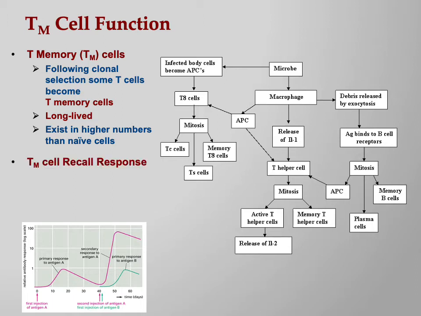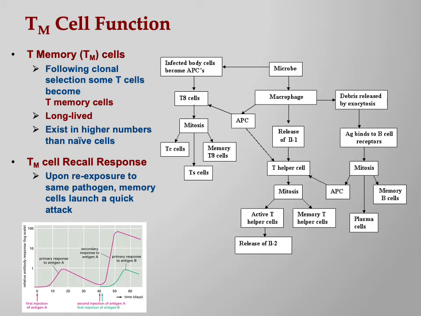And what happens then if the same pathogen tries to get into your body a second time? Upon re-exposure to the same pathogen, memory cells launch a quick attack. So look at that graph down the lower left-hand corner. You see that magenta line? Starting over there at day 0, first infection of antigen A. Notice how it takes a while for your immune system to mount the primary response to antigen A. It takes a while.